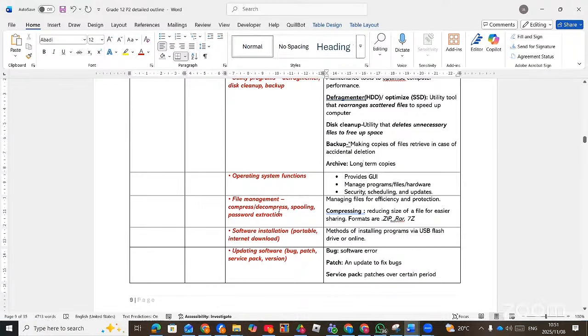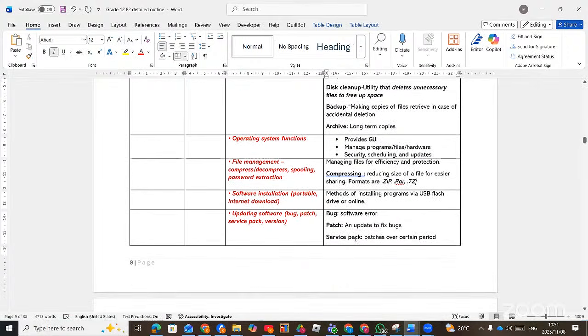Then file management and compression: when you compress, you reduce the size of the file, and then you decompress to extract it. Now, for compression software, there are so many formats like WinZip, .zip, RAR, and 7Z is also an example of it. They can ask you to give some of the file formats of compression software.